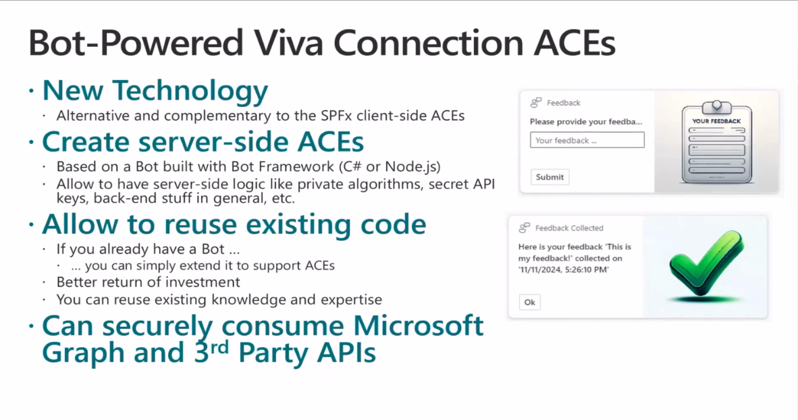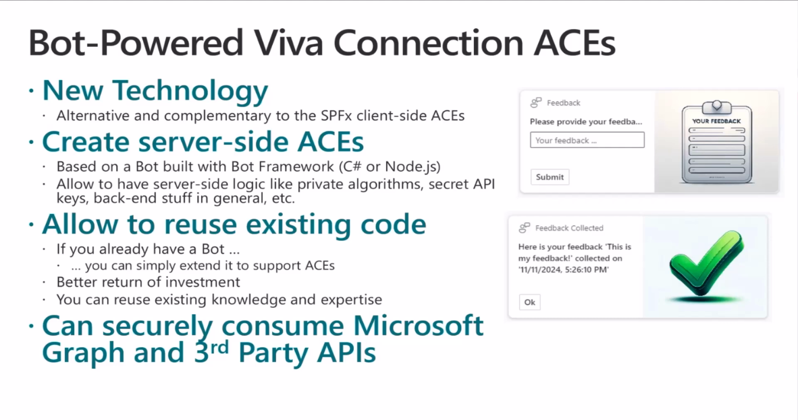And with these new bot-powered ACEs, we can either use C# and .NET or Node.js and, for example, TypeScript and the bot framework for JavaScript to build experiences inside the Viva Connection dashboard. And those are really useful whenever you want, for example, to hide private algorithms or secret API keys in a backend infrastructure, which can be used if you are working on a client-side technology and you don't want to have such stuff in the client-side. When you do that, you basically build a bot behind the scenes of those adaptive card extensions.